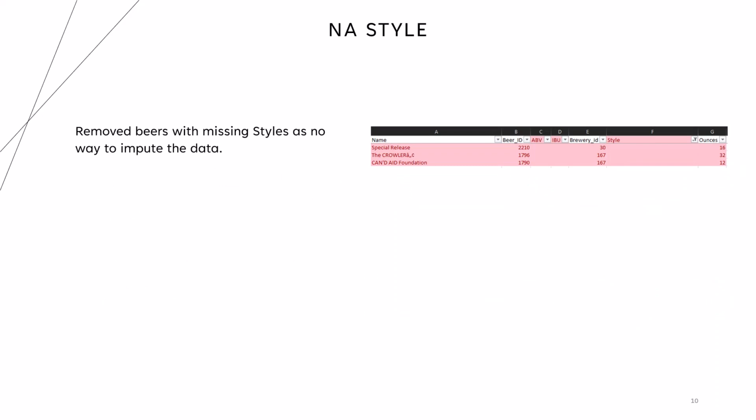There were also 3 beers that had missing styles, as well as ABV and IBU. Because there wasn't enough information to look up these beers, we decided to drop them from our data set.